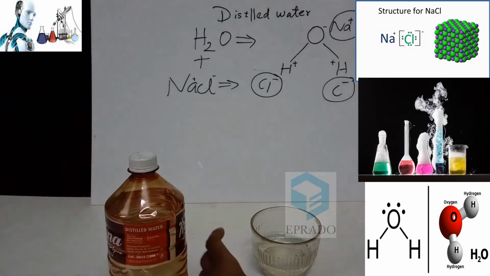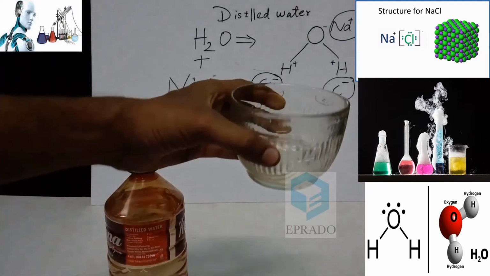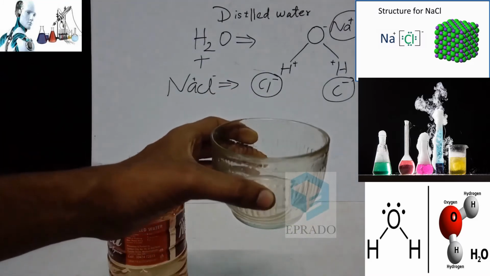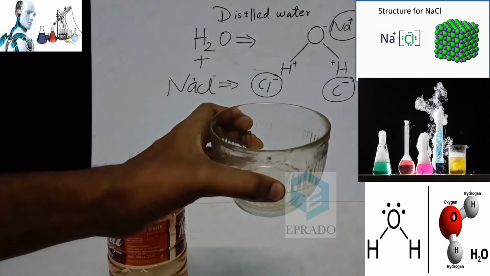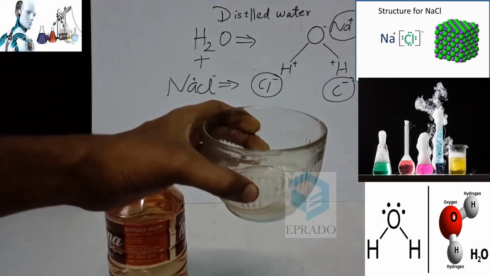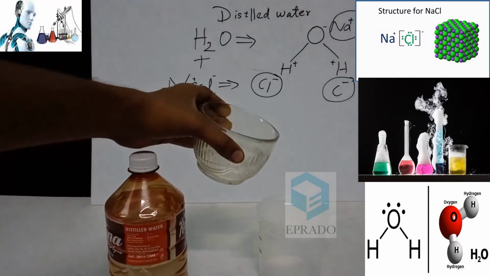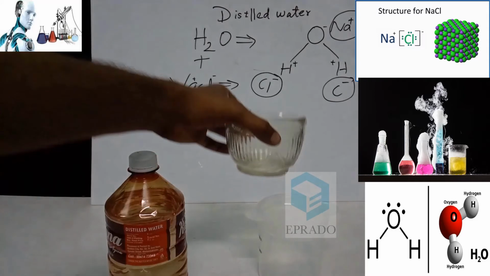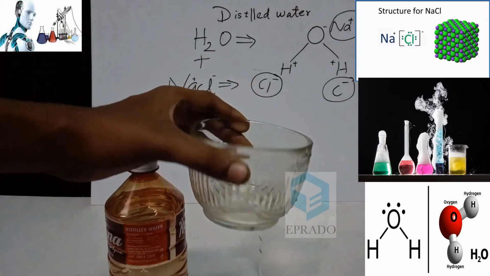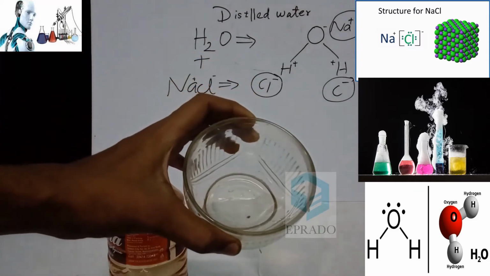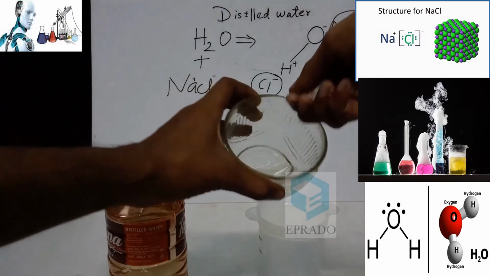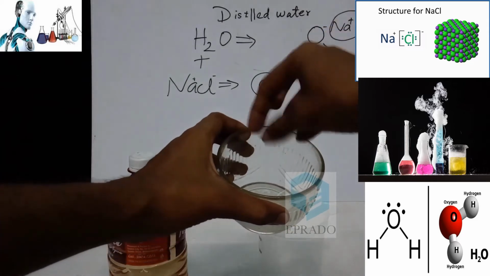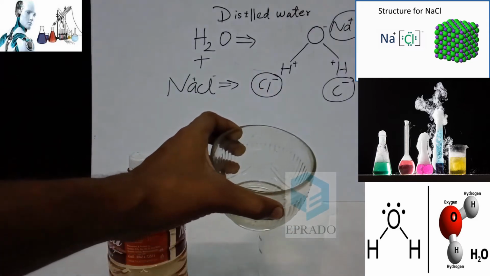But what will happen if we reduce the amount of water in this bowl and increase the amount of sodium chloride, that is the salt, inside this bowl? Let us check. Now I am going to reduce the amount of water. Okay, so now I have reduced the amount of water in this bowl and I am going to add some salt inside this bowl. And again I am going to mix this.